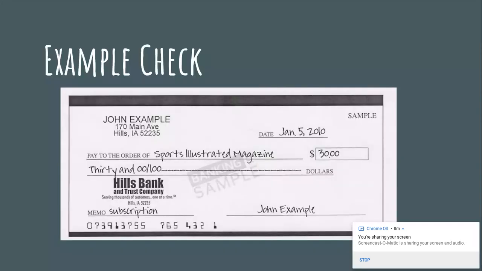Okay, so here is another example check. Who can tell me who wrote this check? John Example, that's right. And who is it written out to? Sports Illustrated Magazine, perfect. What's the date on the check? January 5th, 2010. What's the name of the company or the bank? Hills Bank and Trust Company, perfect. And then where is it written out in words?